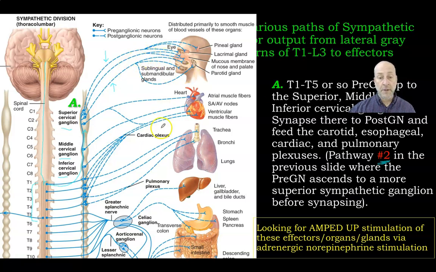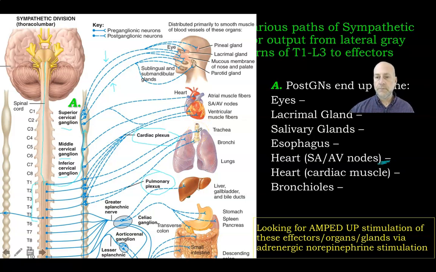Where do they head off to? Well, they go through plexuses. Don't worry too much about the plexuses. You've got a pulmonary plexus, a cardiac plexus, an esophageal plexus, and a carotid plexus feeding all through here. But essentially they're heading to all these effectors in the eyes, all these glands in the face and the neck and throat, the heart, the lungs, and the esophagus. So this is where the postganglionic neurons end up.